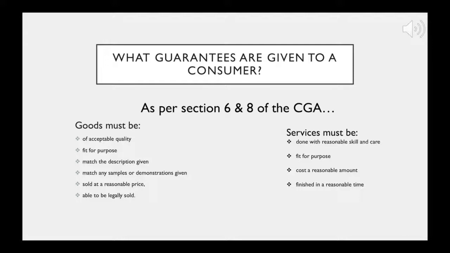The CGA also makes it clear that the good must comply with the description on the package, be the same as the sample or demonstration model, the supplier must have repairs/spare parts available, and the manufacturer must honour express guarantees. The CGA also makes it necessary for a service to be done with reasonable care and skill, be fit for a particular purpose, be completed in a reasonable time, and the price to be fairly agreed on.